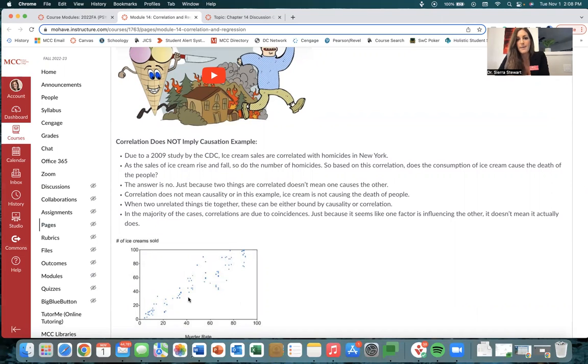So when you really think about it, is ice cream sales really impacting murder rates? If you just think about this logically, you have to say no, because that really makes no sense. The amount of ice cream is not going to impact the amount of murders that are happening. So why does this sometimes happen, where you find a correlation between two things that doesn't really exist? When two unrelated things tie together, that can't be bound by logic, that's where you're getting this causation. All right.